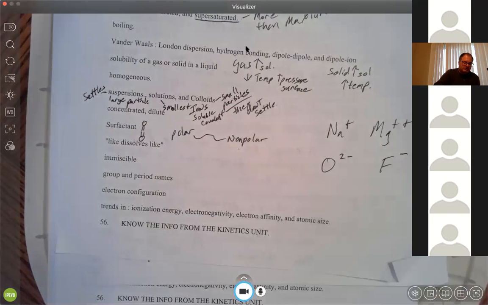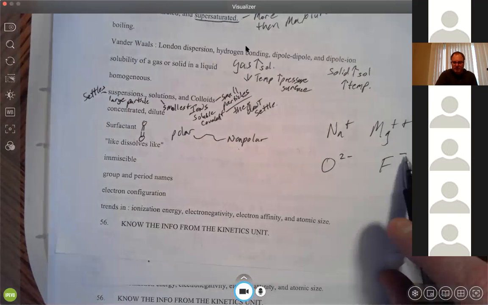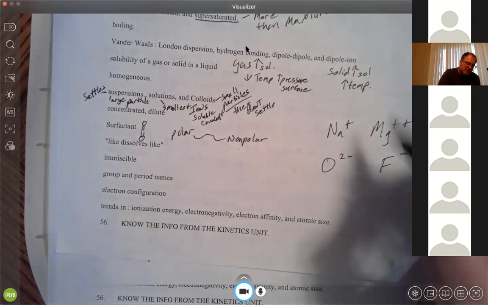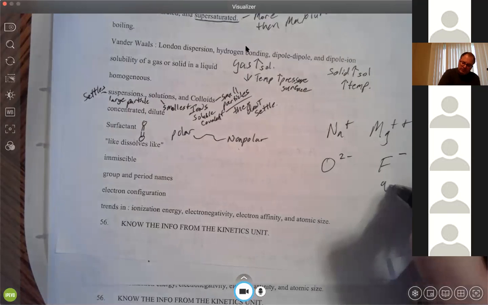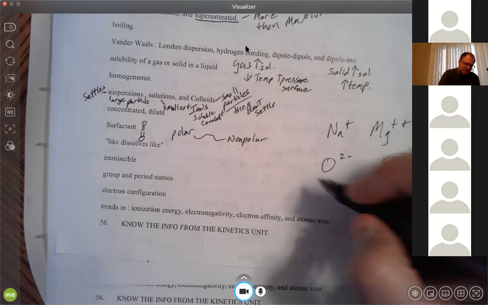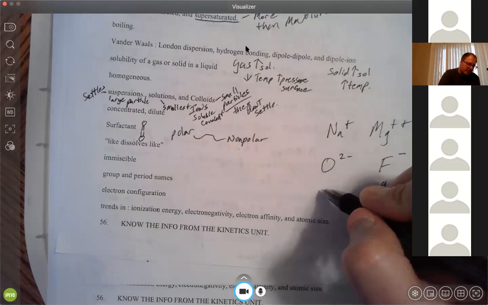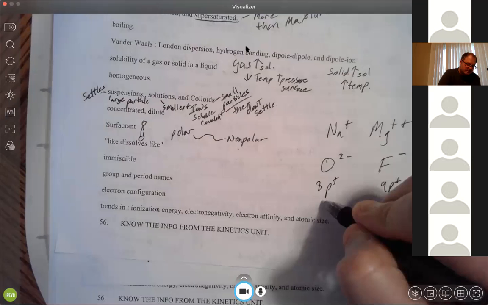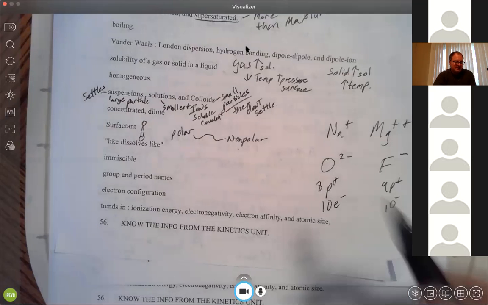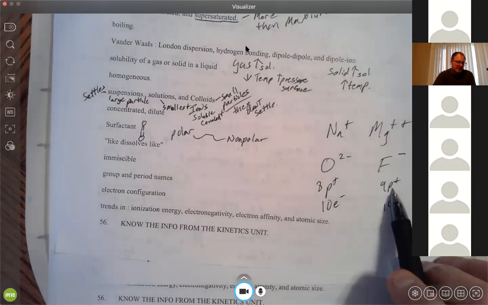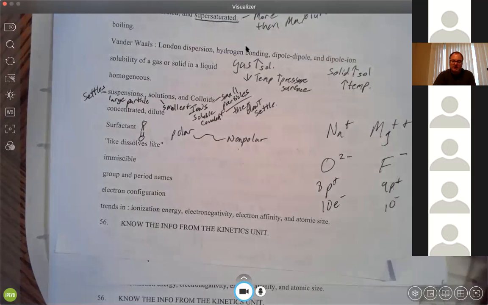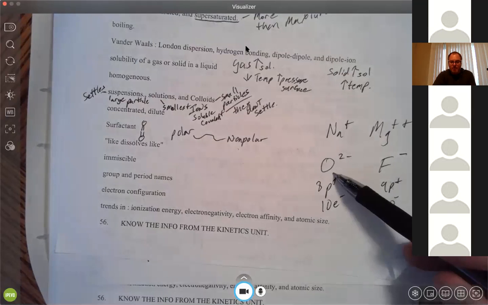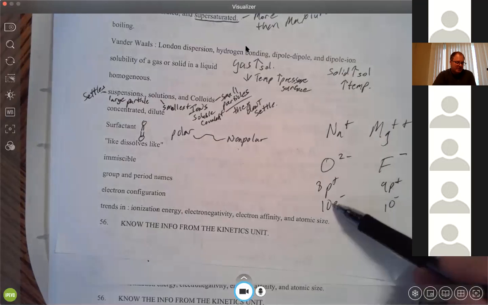So we have O2 negative and F negative. Here we have 9 protons pulling on 10 electrons, versus here we have 8 protons pulling on 10 electrons, right? So that's a decent nuclear charge thing. And so then it said that the oxygen was larger. Yeah. So that would be the nuclear charge thing.